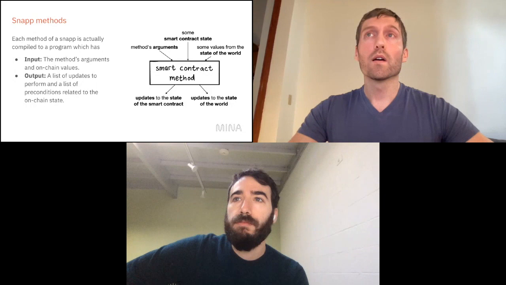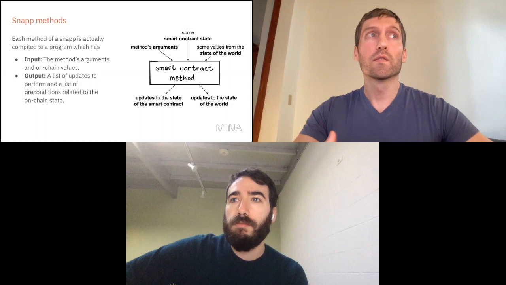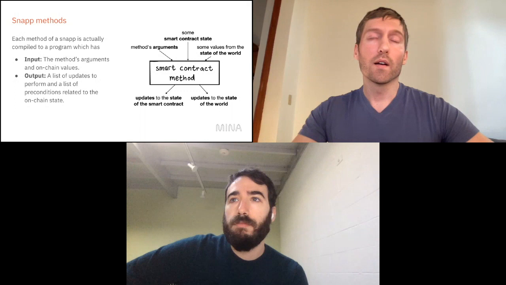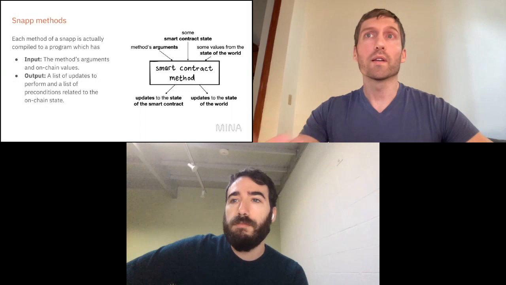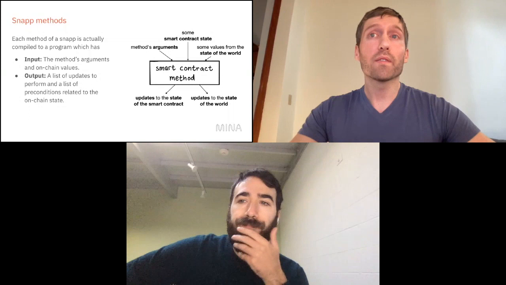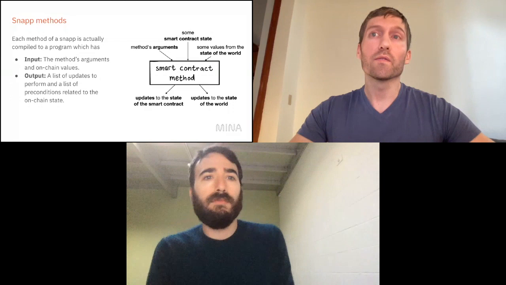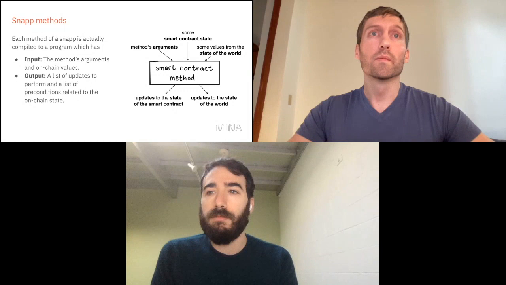You can also have on-chain smart contract states, so existing states for that particular snap account. And you can also have other values for the state of the world. So you could have, for instance, the current block heights or account balances, that type of thing. And then additionally, the smart contract method outputs updates to the state of the smart contract and updates potentially to the state of the world. All right, so then Izaak's gonna tell you more about SnarkyJS, which is used to write smart contracts.